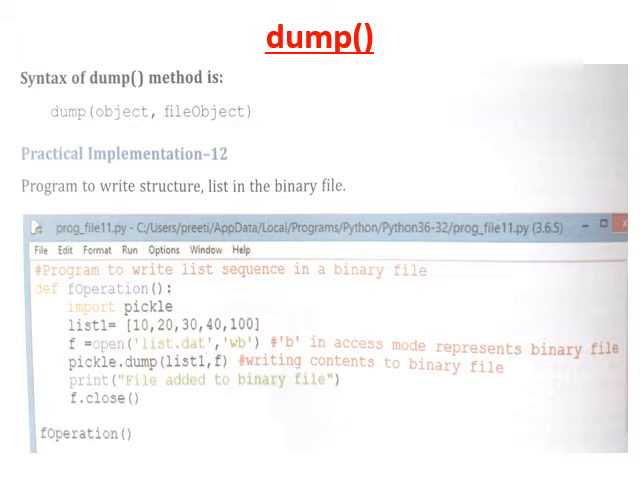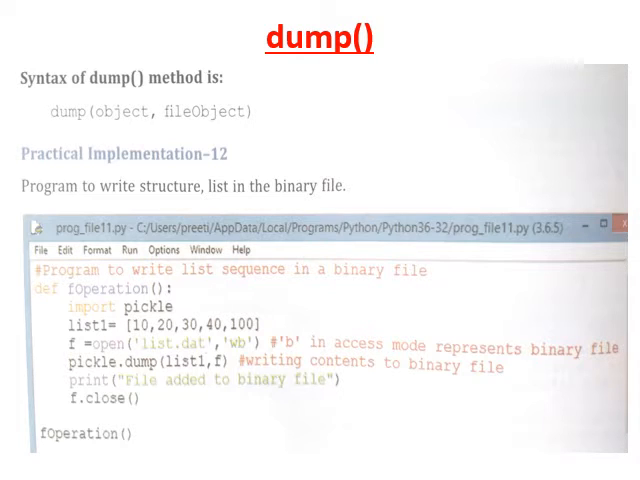Just below it I am saying pickle.dump. Within this dump method, we are using two parameters. First one is the object, that is list1. That means I want to store this object onto my file, and which file? Which is opened with the handle f. That means the file object is f.